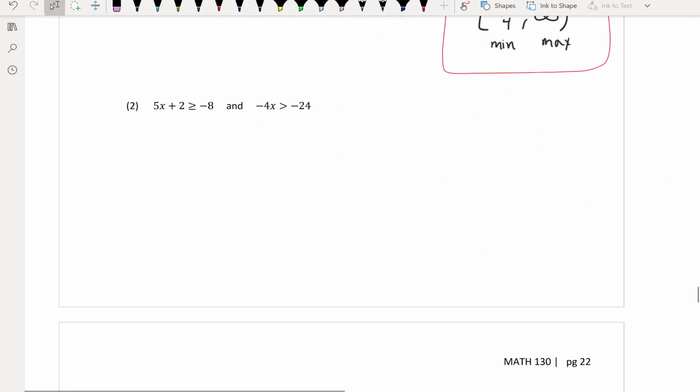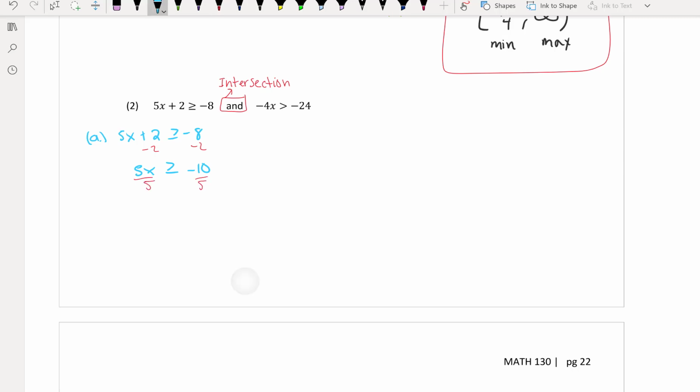So let's think about this again over here. Here I have the word "and," and whenever I have that word, I'm thinking about the intersection. I'm going to look at where things are overlapping. What do they have in common? Again, let's take the first inequality, 5x plus 2 greater than or equal to negative 8. I'm going to subtract 2 from both sides, so 5x is greater than or equal to negative 10. Now I'm going to divide by a positive 5, so x is greater than or equal to negative 2.